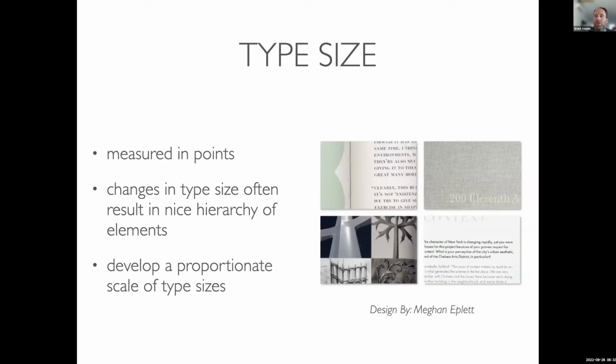Type size is usually measured in points, and it's used frequently as a hierarchy of elements. You know, my title is at 18, my subheading's at 14, and my body's at 12. Or better yet, my heading's at 14, my subheading's at 12, and my body's at 10. You develop that proportionate set of sizes so that it's easy to understand what the hierarchy is.